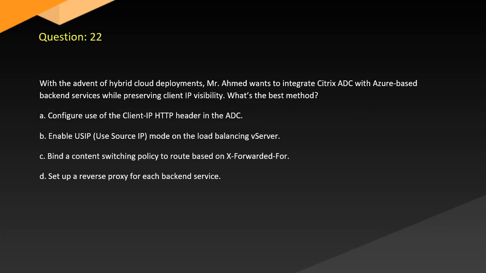Question 22. With the advent of hybrid cloud deployments, Mr. Ahmed wants to integrate Citrix with Azure-based backend services while preserving client IP visibility. What's the best method? A. Configure use of the client IP header in the ADC. B. Enable USIP mode on the load balancing vServer. C. Bind a content switching policy to route based on X-Forwarded-For. D. Set up a reverse proxy for each backend service.